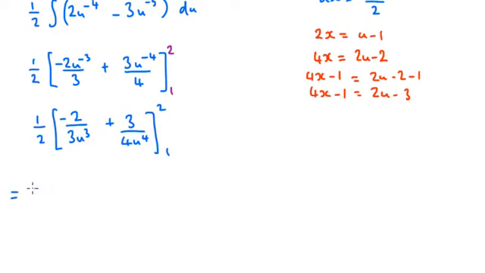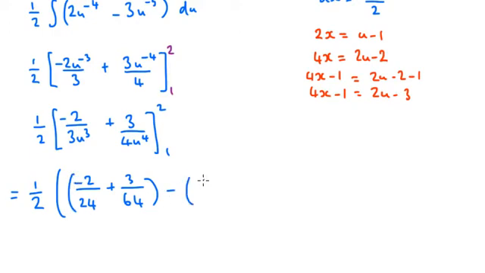So, half stays outside. Minus 2 over 24 plus 3 over 64, minus 2 over 3 plus 3 over 4.